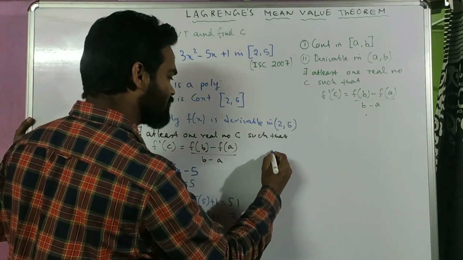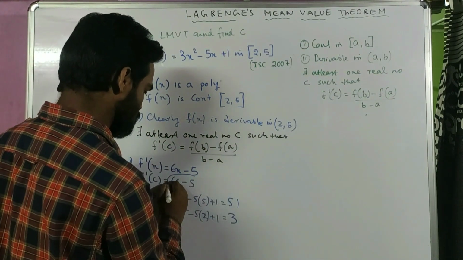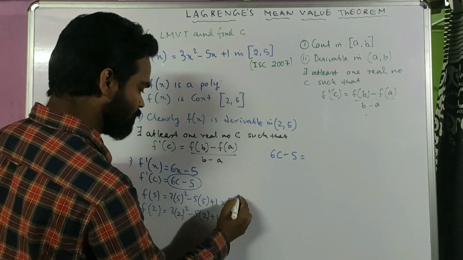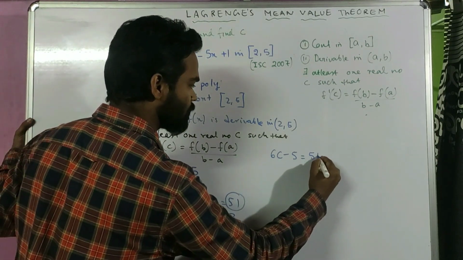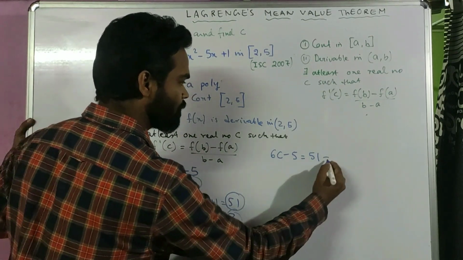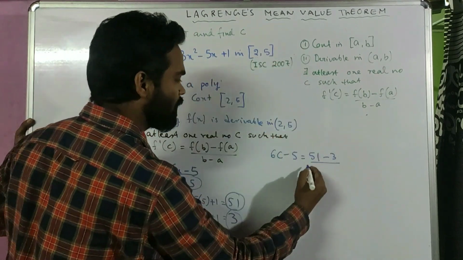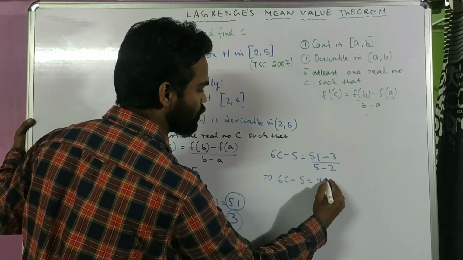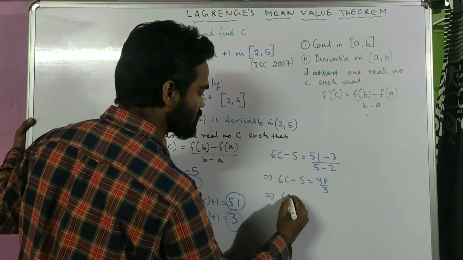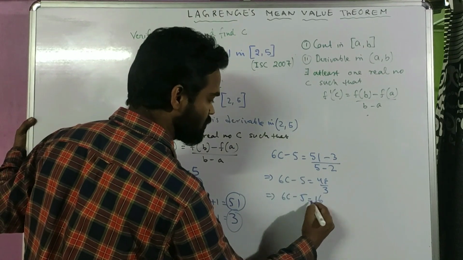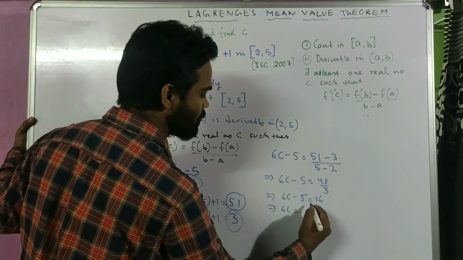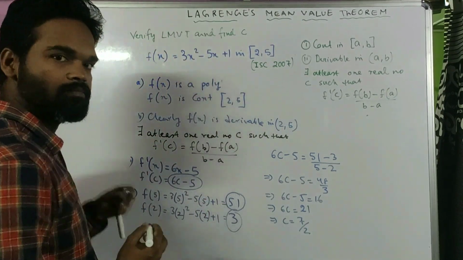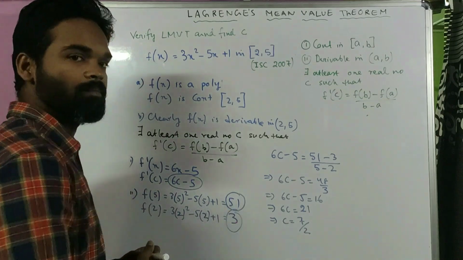Now f dash c, which means 6c minus 5 will be fb minus fa by b minus a, which means 6c minus 5 equals 48 by 3, which means 6c minus 5 equals 16, which means 6c equals 16 plus 5 is 21, which means c equals 7 by 2. So the value of c is 7 by 2.